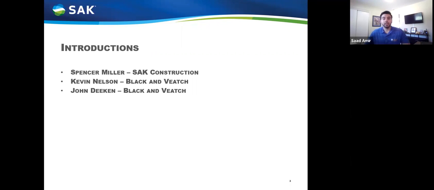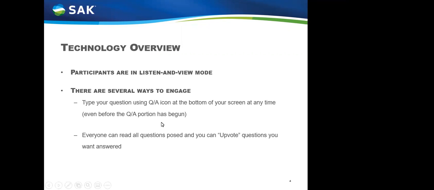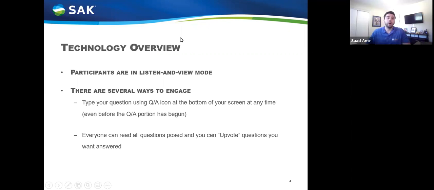All right, thanks everybody. We'll start off with the technology overview, just to make sure we all know how to engage with us. At this point, you should realize that you're in what's called listen and view mode. What that means is you can hear us and you can see us, but we cannot hear or see you. There are different ways to engage with us, and the main way we'd like you to use is if you are on a computer or a tablet, if you wiggle your mouse or tap on your screen, you'll see a Q&A button appear at the bottom of your screen.